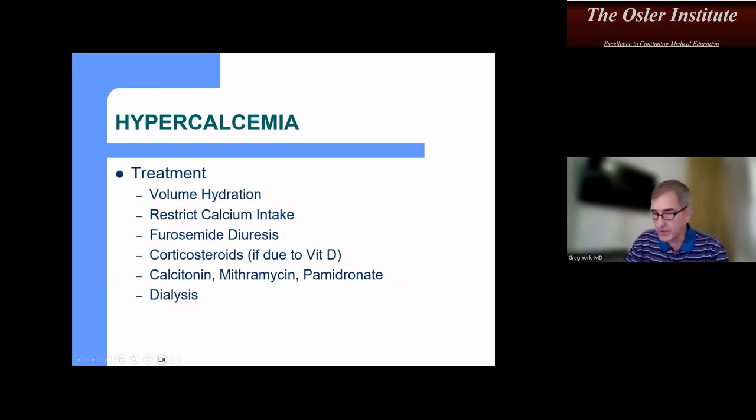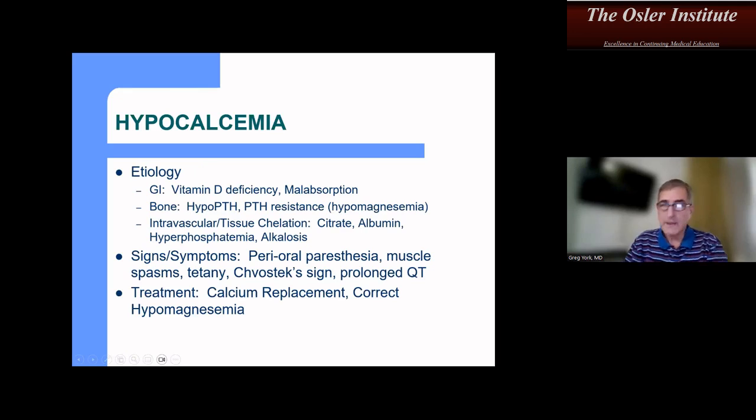Typically, we start with hydration and a Lasix diuresis and restricting calcium. Those are the first three things you need to know. Hydration, avoiding calcium, and Lasix diuresis. Now, if this moves on to be a more significant hypercalcemia, we may need to bring in some of these other drugs like mithramycin or something like midodrine, or go to dialysis.